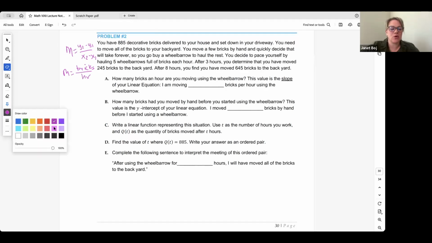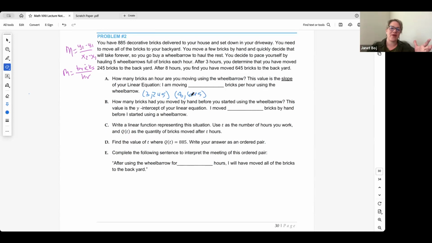Can I write some ordered pairs? After 3 hours, so that's the x value, I will have 245 bricks. That's the y value. And then after 8 hours, the x value, you've moved 645 bricks, the y value. Boom. Now we have a couple of ordered pairs on that equation of our line that we're modeling.